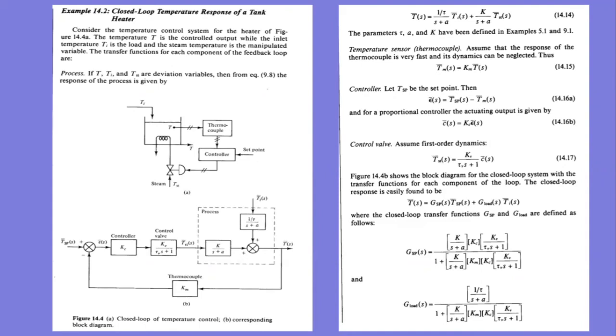So for the temperature sensor, we assume that the response of the thermocouple is very fast and its dynamic can be neglected. So the transfer function will be like this. And then for the controller, we let TSP be the set point temperature, and then we will get this equation for the deviation. And then for the proportional controller, we will get this equation.